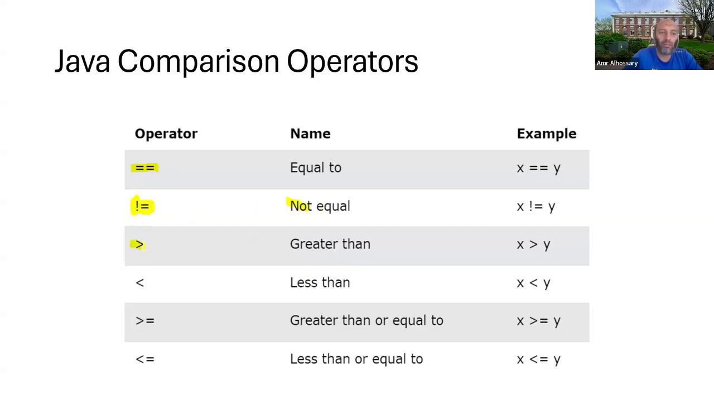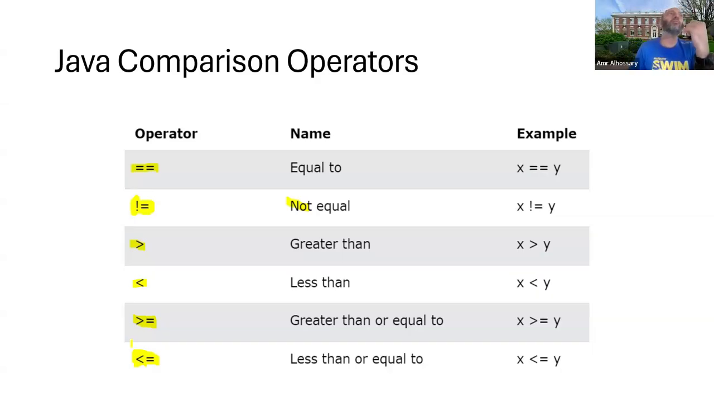We all know greater than, we all know less than. This is how we write greater than or equals, and this is how we write less than or equals. Okay? The comparison operators produce a value that is either one of two: true or false. The value is either true or false.